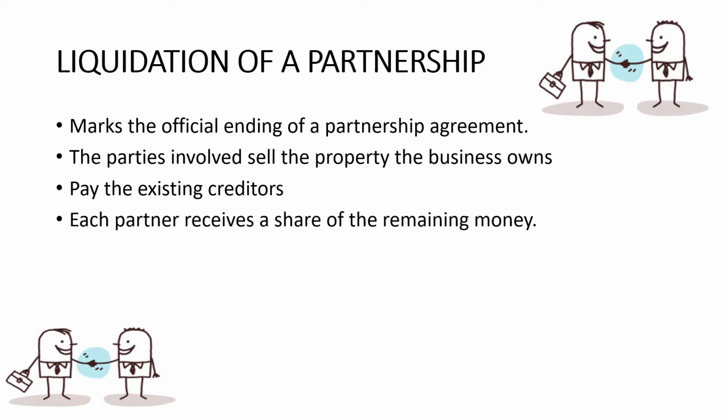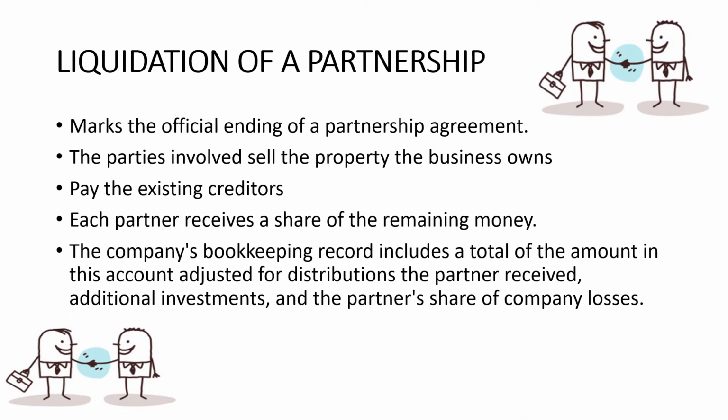Next, each partner receives a share of the remaining money. Take note, whatever the balance of the money will now be distributed among the partners, as they are the non-priority creditors. Next, the company's bookkeeping records include the total amount in this account, adjusted for distributions the partners receive, additional investments, and partners' share of losses.